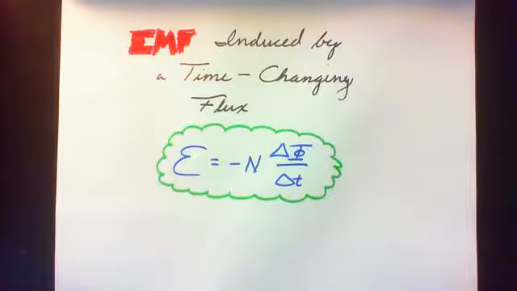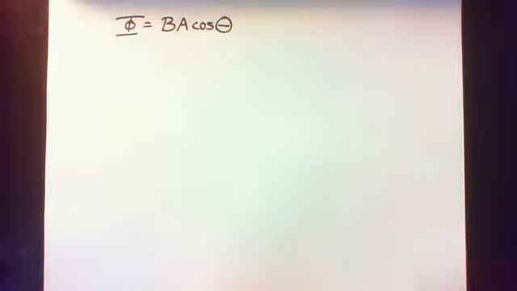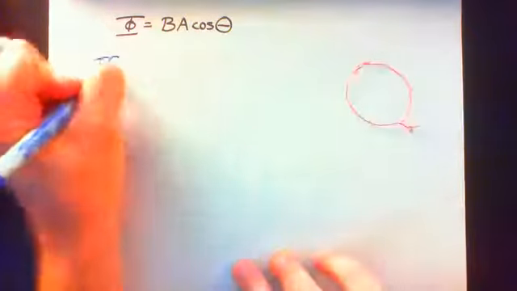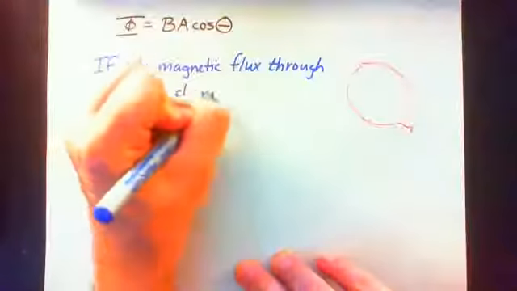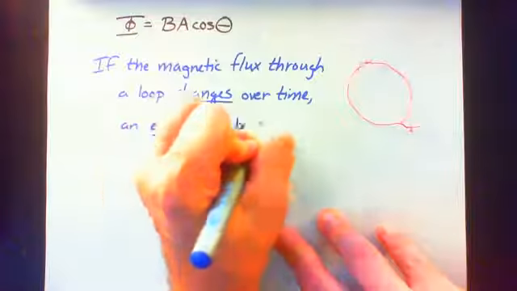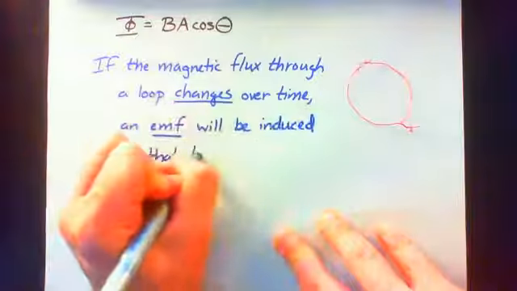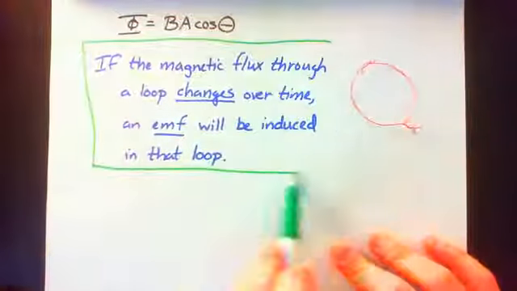EMF induced by a time-changing flux. So we've talked about magnetic flux already, but the real point of magnetic flux is that if you have a magnetic flux through a loop that changes, you will induce an EMF in that loop. And that's a strange concept, so I'm going to repeat it. If you have a magnetic flux through a loop that changes, you will induce an EMF in the loop.